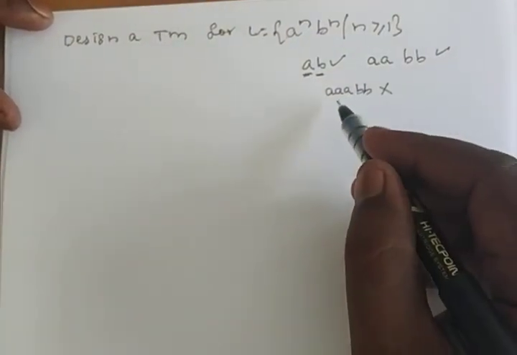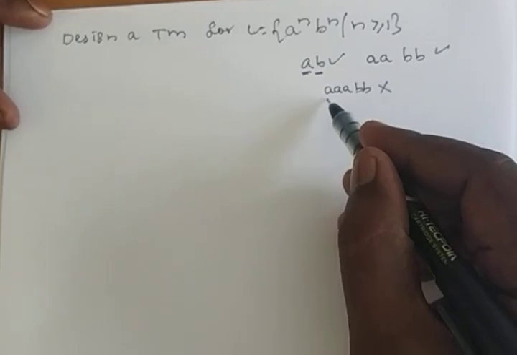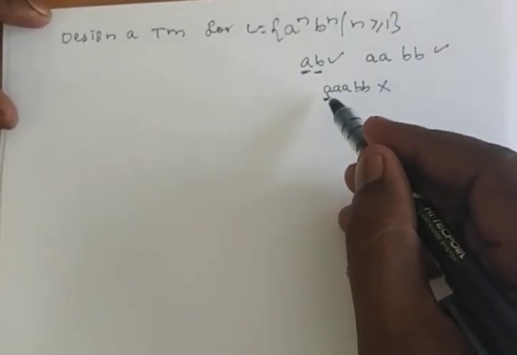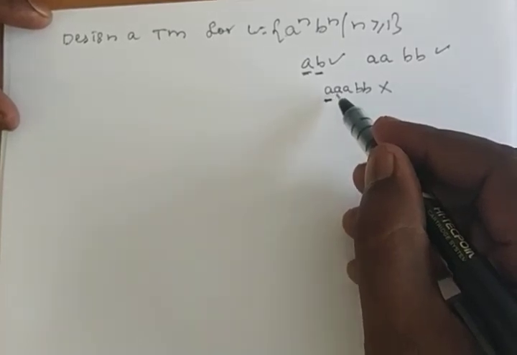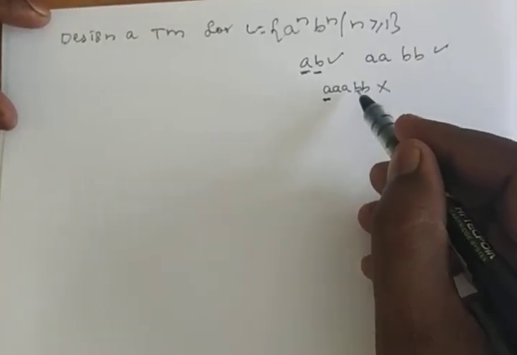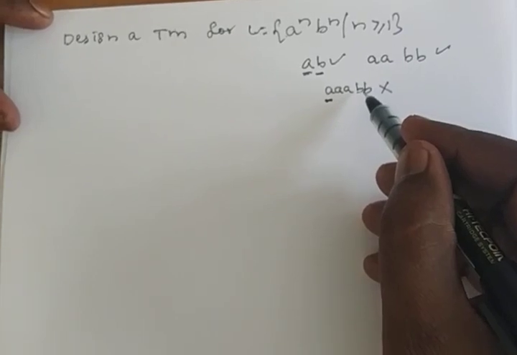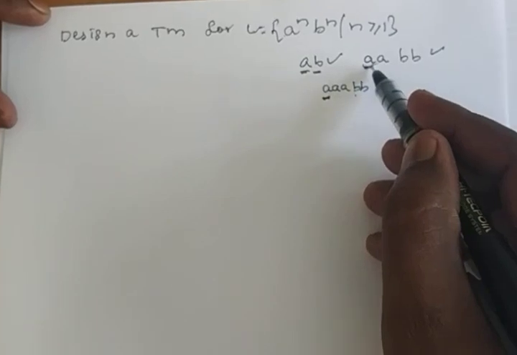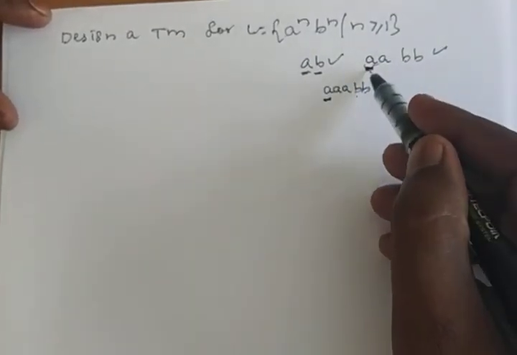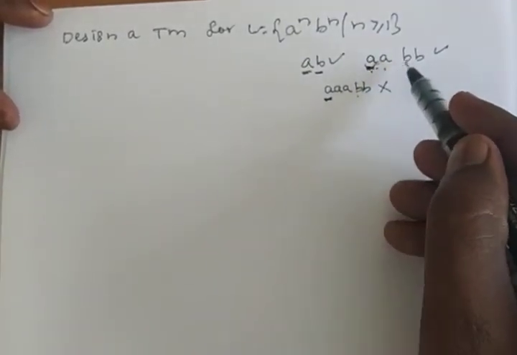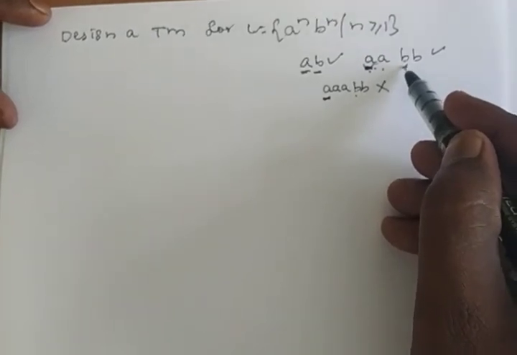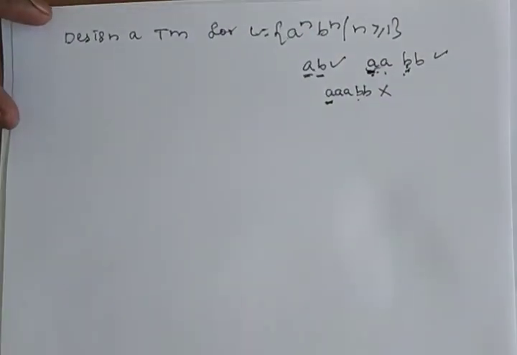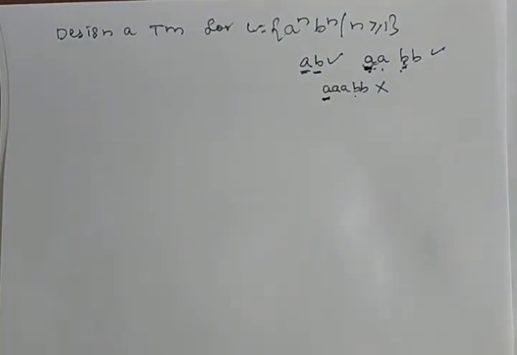First, when you are designing a Turing machine, you have to scan from left to right. Whenever you encounter the symbol A, you replace A by some other symbol and move to the right. You have to move to the right until you see a corresponding B. When you see the first B, you replace it and move to the left. In this fashion, you have to repeatedly do this.